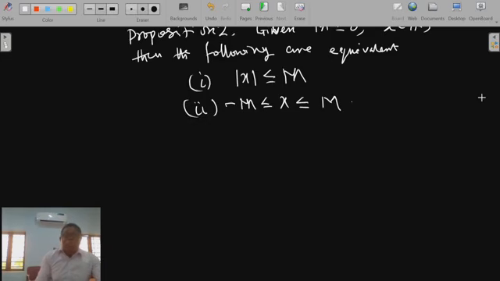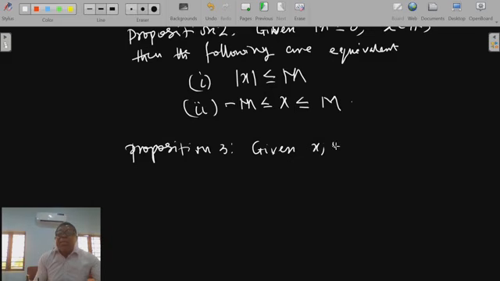Then proposition 3. Here, given x, y in R, then the following hold.